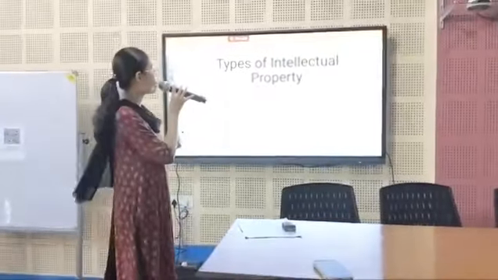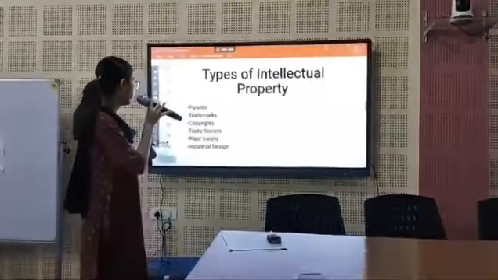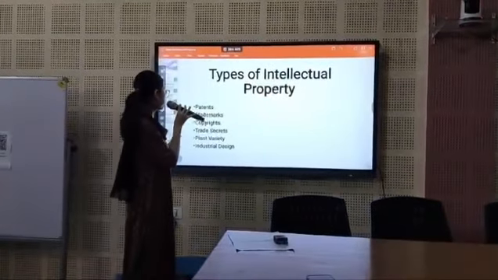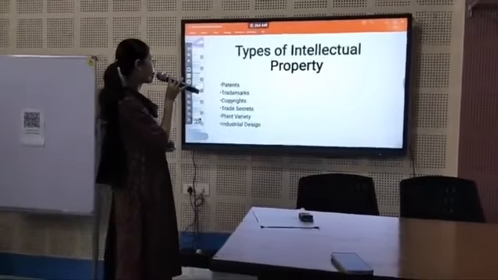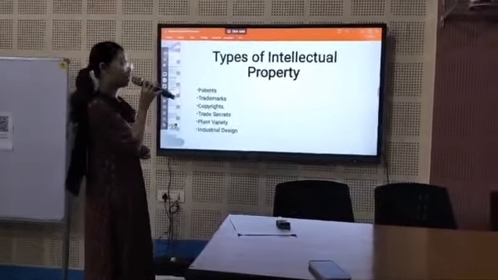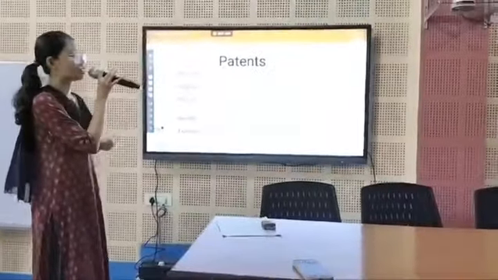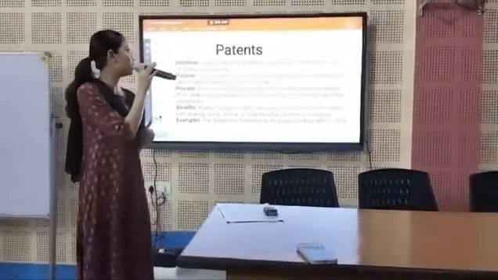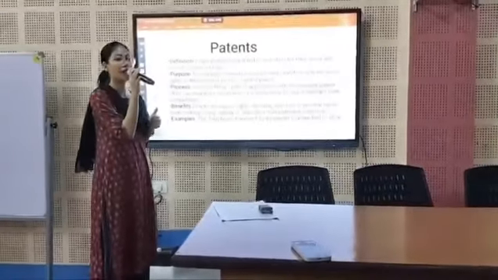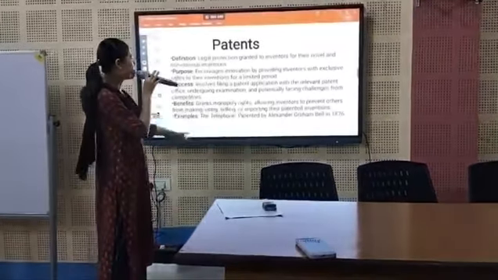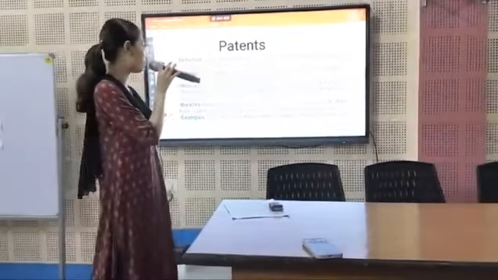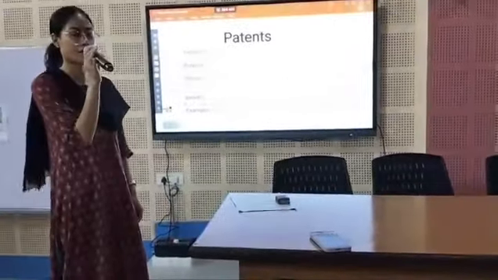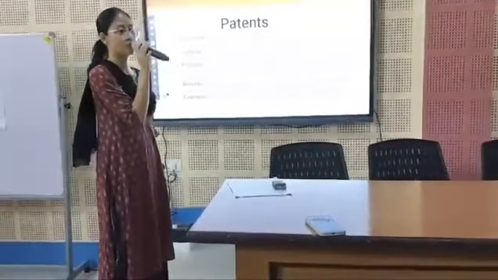Next, types of intellectual property. I have mentioned six types of intellectual property rights here. Patents, trademarks, copyrights, trade secrets. A patent is a legal protection that is granted to inventors for their novel ideas. For example, you can see here Alexander Graham Bell, who invented the telephone in 1876. He got the patent for the telephone.